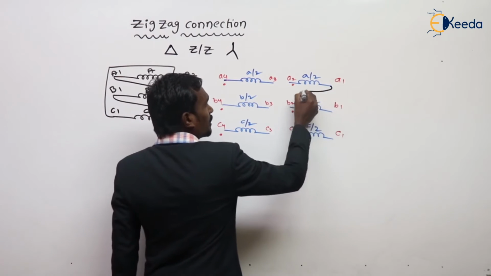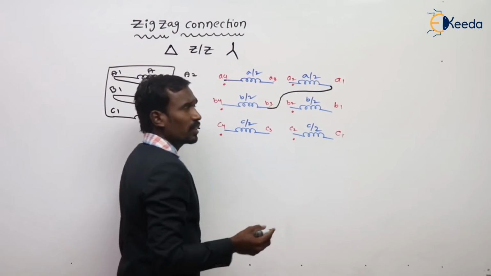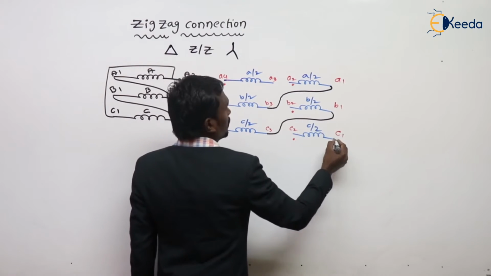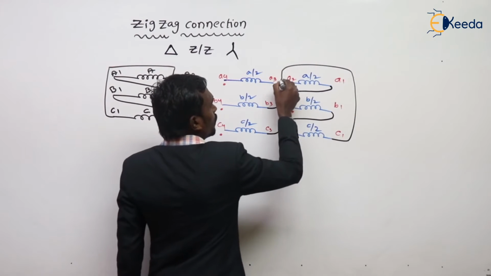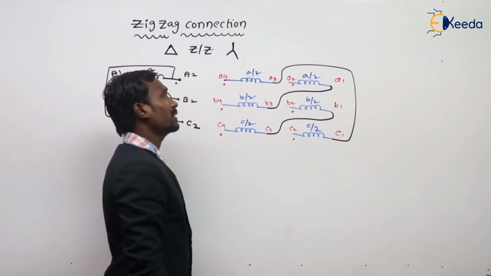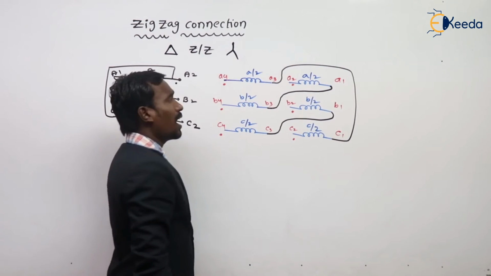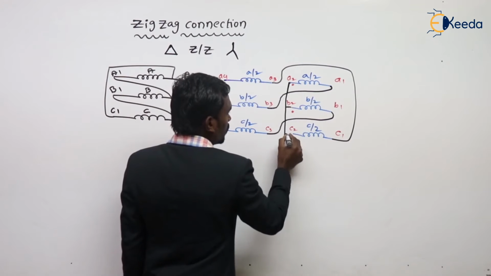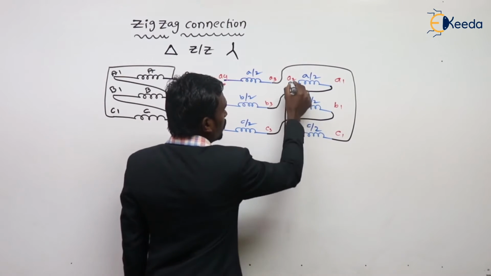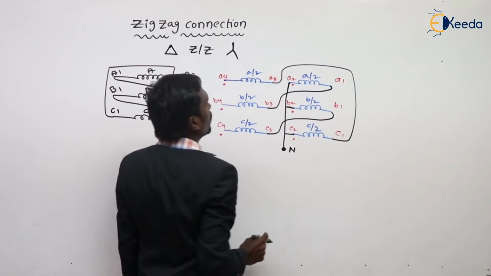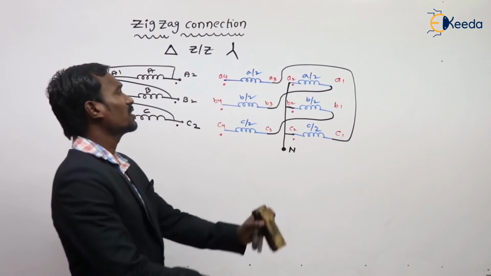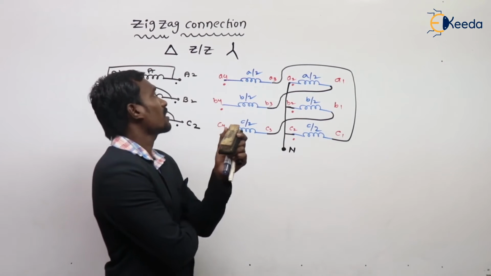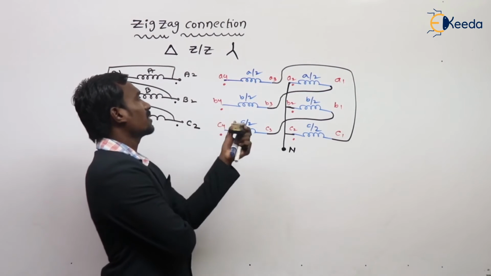For the zigzag connection, see what I am doing here. This A1 is connected to B3. This B1 is connected to C3. And this C1 is connected to A3. And this is a star, right? So here make it one star. This is actually my neutral. This is generally the zigzag connection of star, Delta Zig-Zag Star.